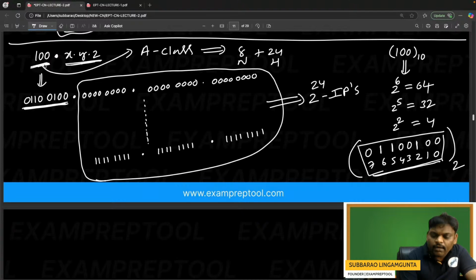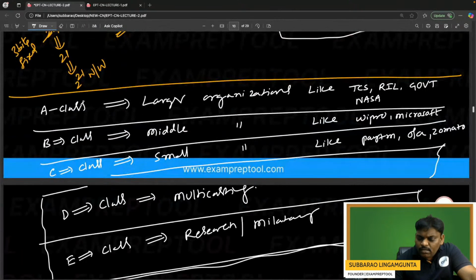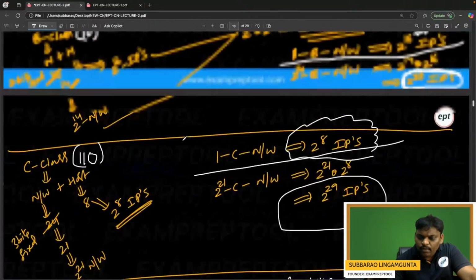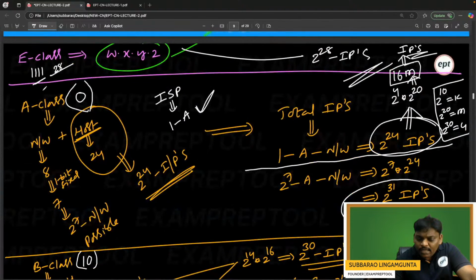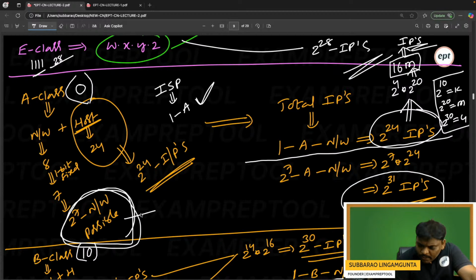The network part is 100, and that is fixed. So how many class A networks are possible? Some people are asking, sir, we understand the size of one class A network, but how many class A networks are possible? 2 power 7 class A networks are possible. Out of them, one of the network numbers is 100.